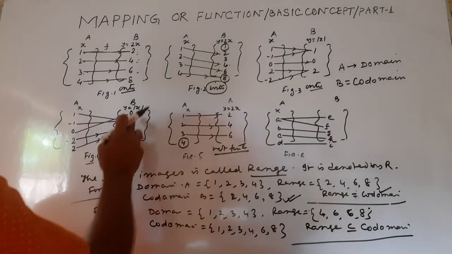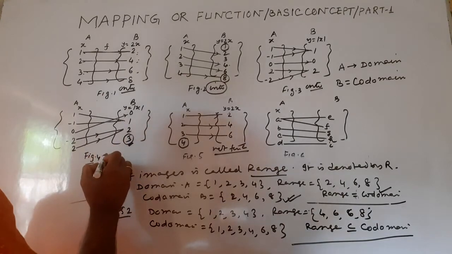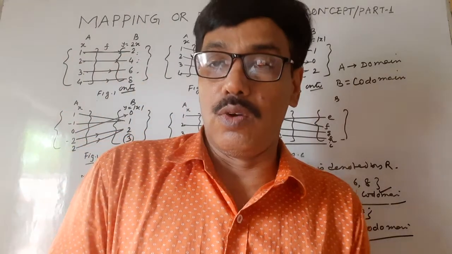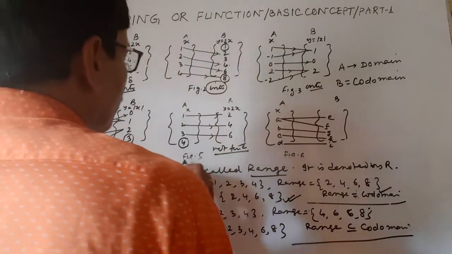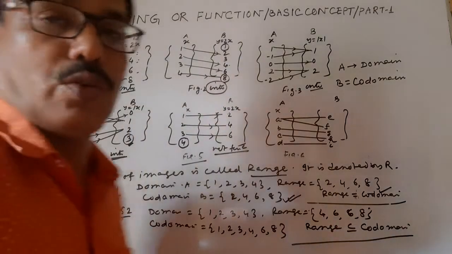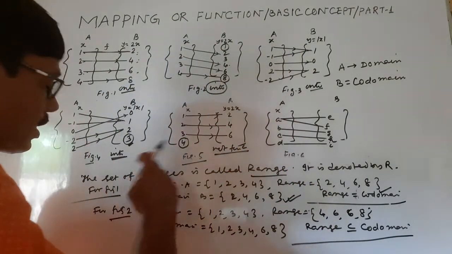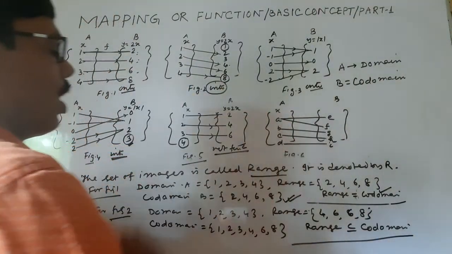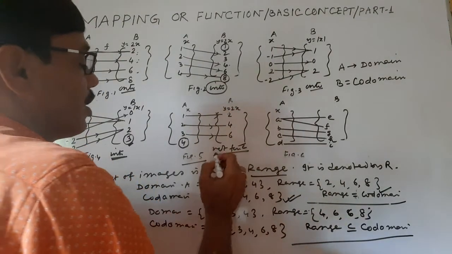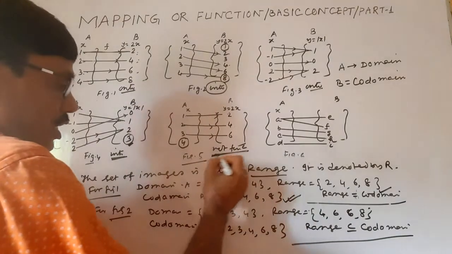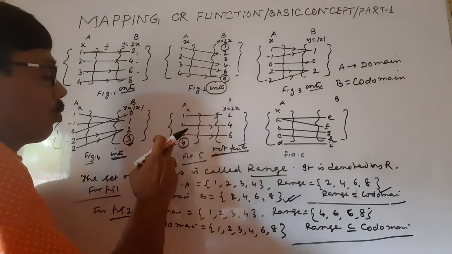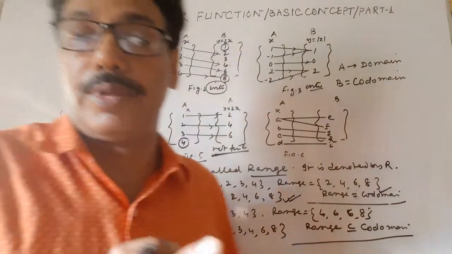Here, see, this is an extra element. So this one is into, range subset of codomain. Now listen. For figure 5, the element 4 has no image. So for each x belongs to A, there exists a unique y belongs to B, but element 4 has no image in B. It is not a function. So every element of A must have a unique image.